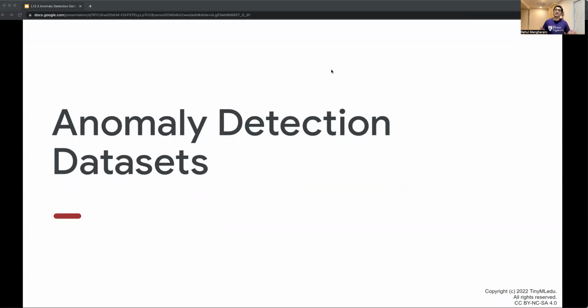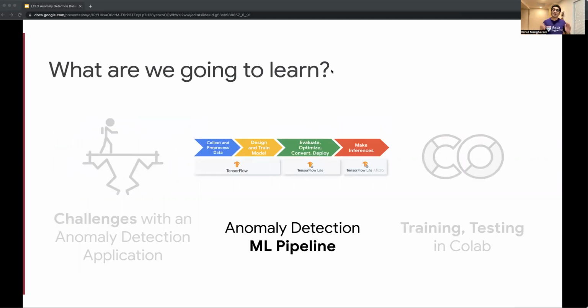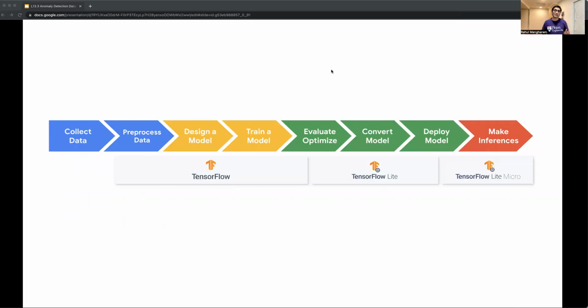In this section, we're going to get started with the anomaly detection machine learning pipeline. As always, I like to start at the beginning, talking about data collection. Because I'm going to say this yet again, you get the data collection part wrong, everything else down the pipe is a wasted effort.